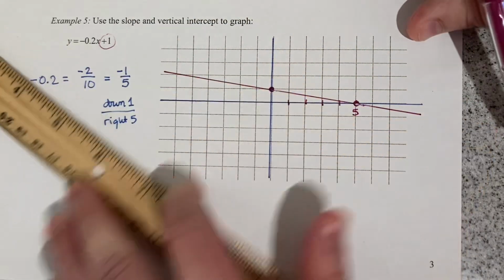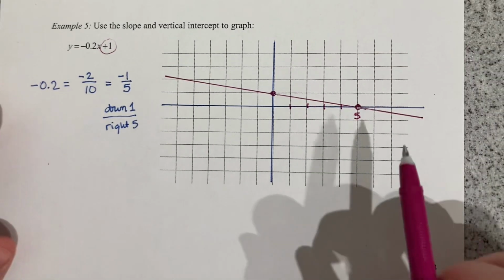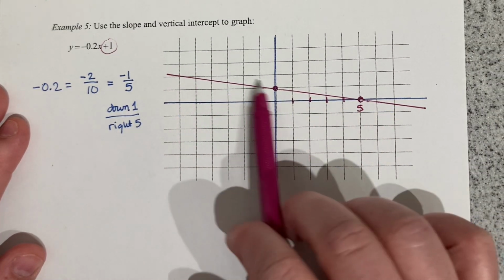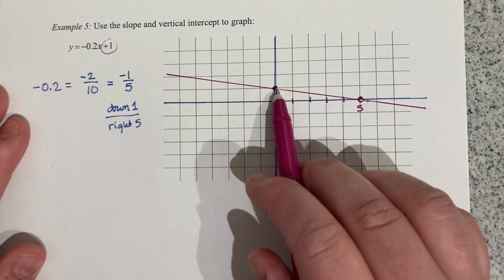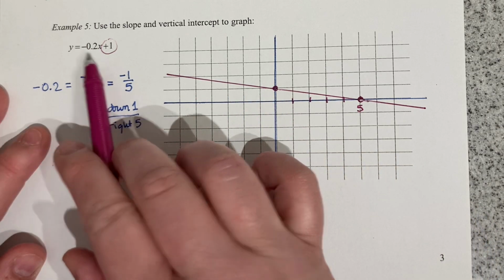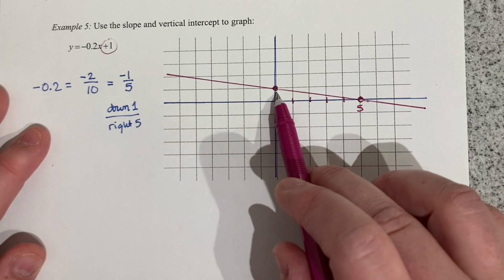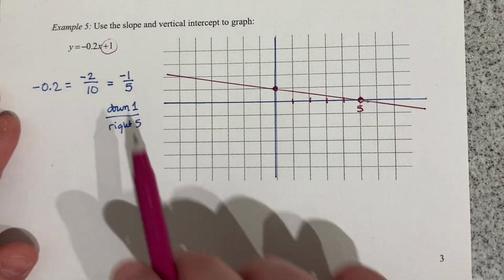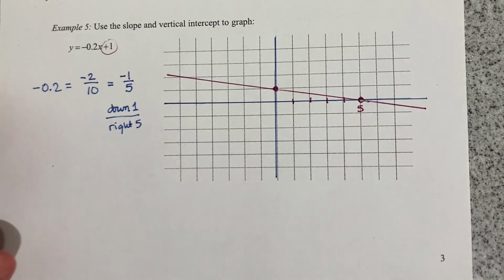It's all graphing. So if you had plotted points, you would have gotten the same line. And it is, you know, negative 0.2 does mean down 0.2 over 1. It's just hard to gauge where 0.2 is. So it's a lot easier for slope to have fractions.